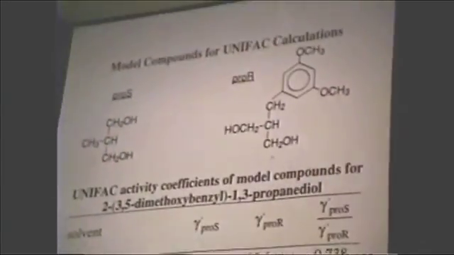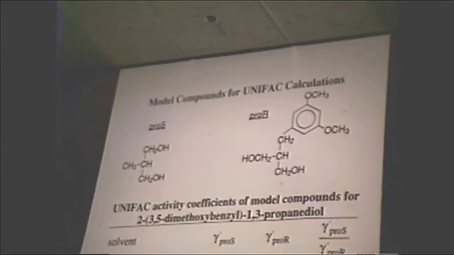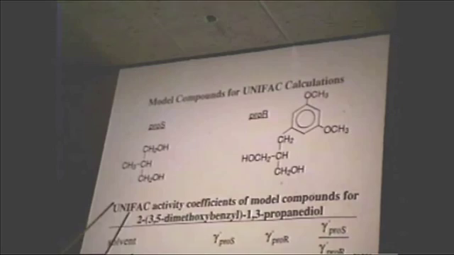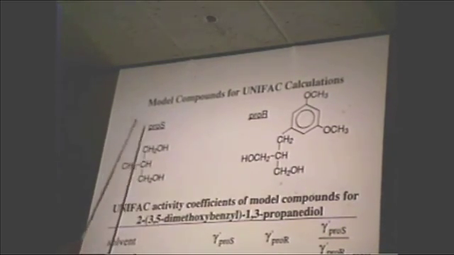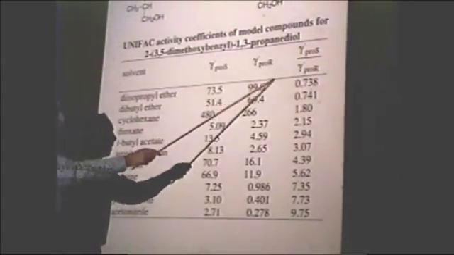So what we do, we approximated the desolvated portion of our substrate in the transition state with distinct molecules. So this is that for the pro-S. This is that for the pro-R, and then we calculated gamma prime values in all the same solvents that we used for prochiral selectivity. So this is gamma prime pro-S, gamma prime pro-R, and this is the ratio of this thermodynamic activity coefficient.